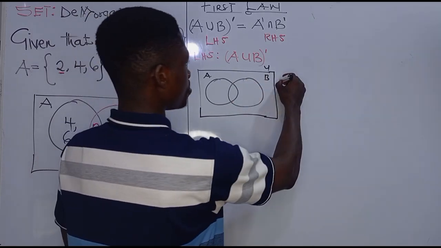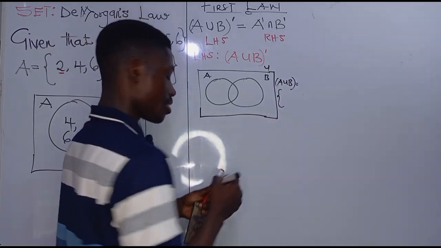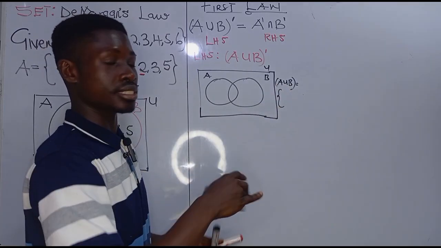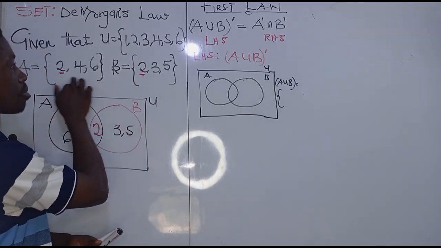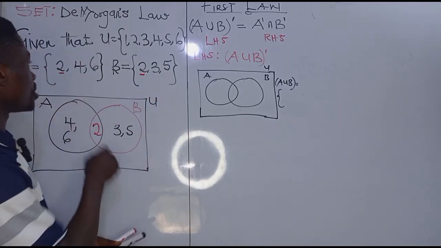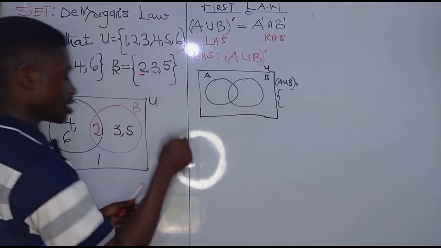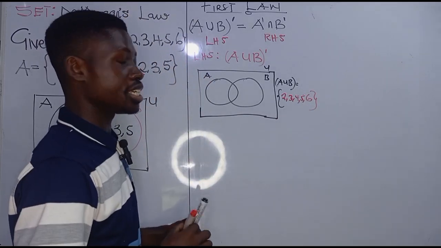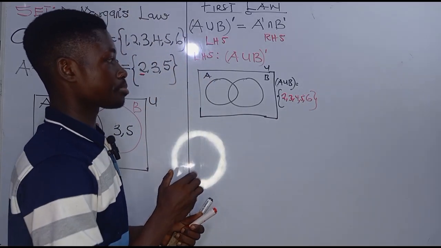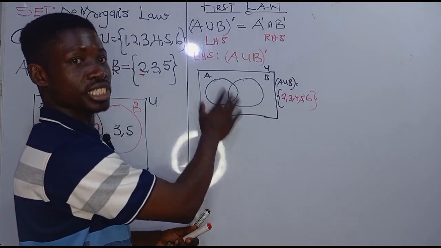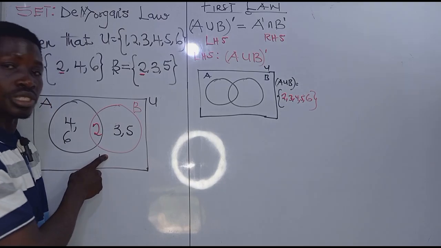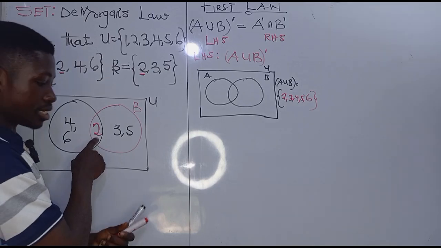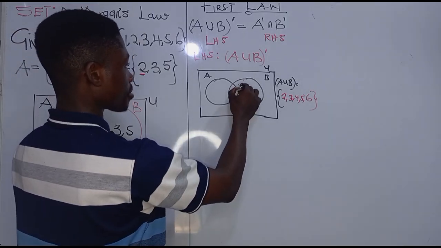Now to find A union B, A union B means that we are going to combine all the elements of A and B into a single set. So from here, we are going to combine A and B to find A union B. So we have 2, 3, 4, 5, and 6. So this is A union B. Wherever we see these elements, we are going to shade the regions with regards to this particular diagram. We have 2, and we know that 2 is the intersection. So we shade that particular region here.